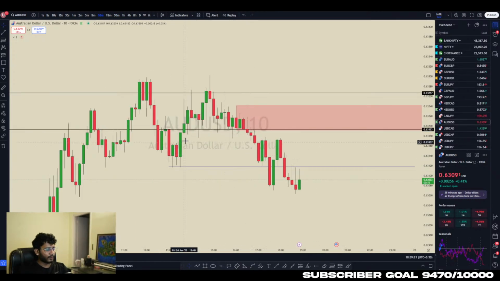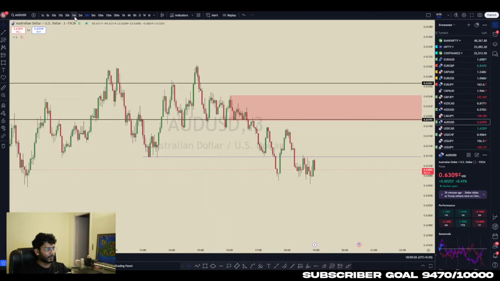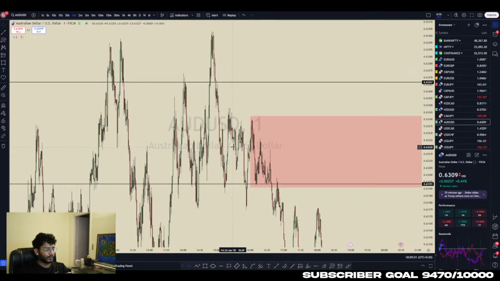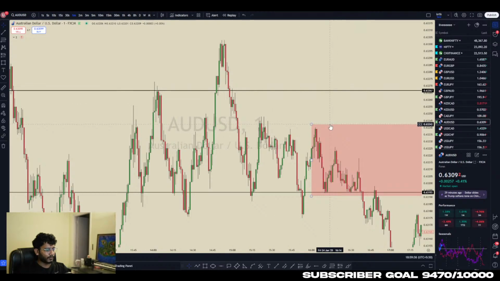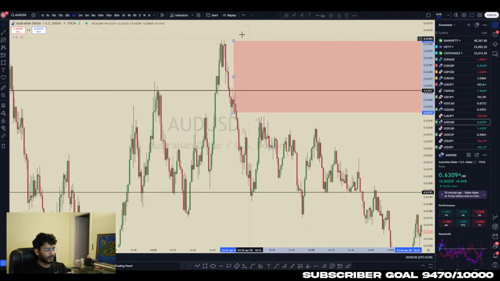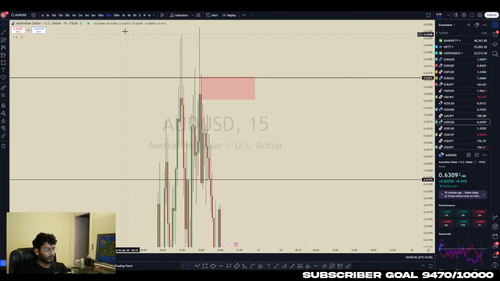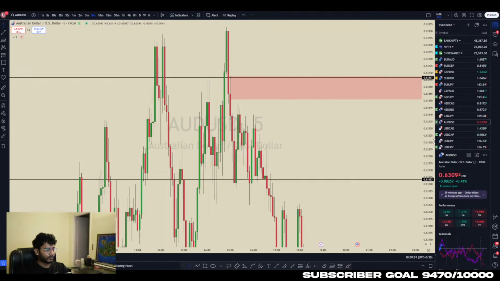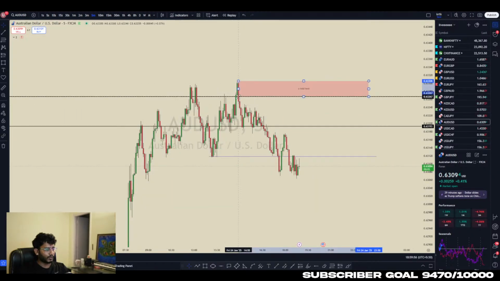Let's go to 15, 5 minute, 5 minute. Everything is mitigated over here. Let's go to, we have only this area, I think so. Let's see. Mitigation. Okay. So this is the area which is not mitigated. We can cover this whole area.